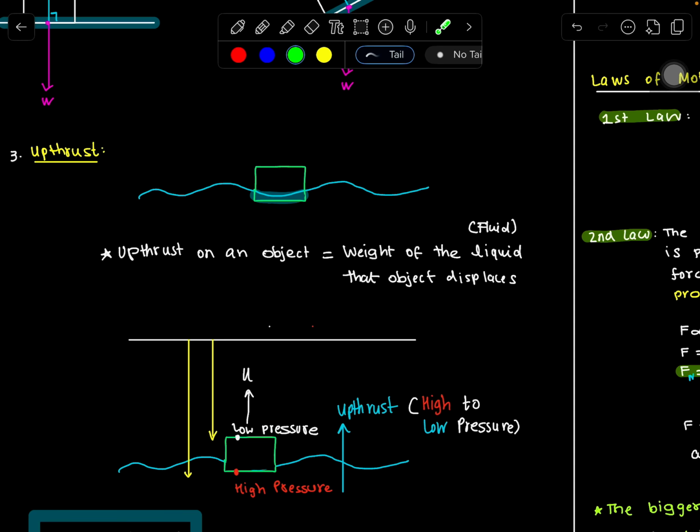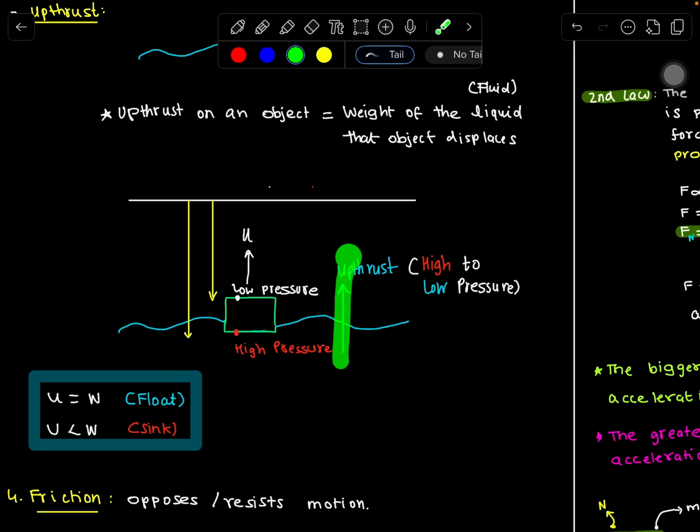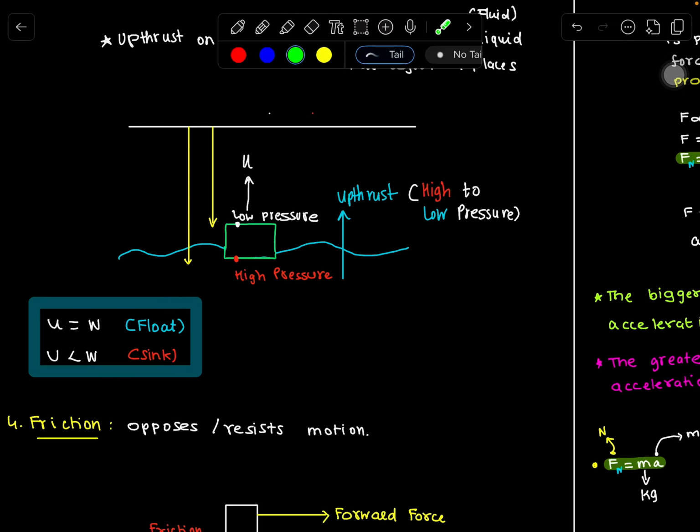And that force is called upthrust force, and it's equal to the volume of the liquid that's displaced by your object. And it's upwards because it's from high to low pressure. At the bottom you have high pressure, at the top you have low pressure, so it's from bottom to top. So you have an upthrust force upwards from the water body. So if the upthrust force is more than, it can never be more than the weight of the object because it's related to how much space it's displacing, right?